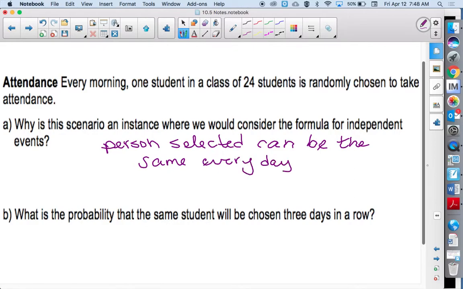So if I wanted to be fair, then I would take that one person and eliminate them. But it says nothing about that. So it does not say it must be a different person every day. Just one student is chosen at random to take attendance.